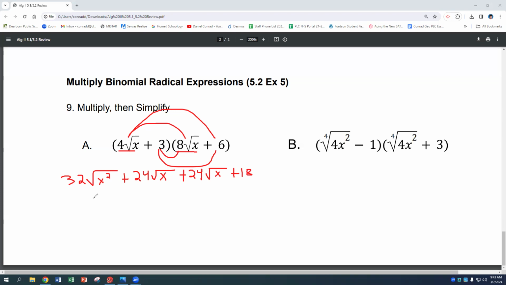All right, combine or simplify still. So right here, square root of x squared is x, so this is going to be 32x. Plus, you can combine these, 24 square root of x plus 24 square root of x is 48 square root of x. And then I have at the end plus 18.